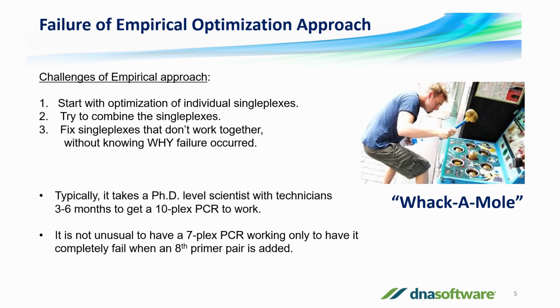But then the idea is to try to combine those singleplexes into larger and larger groups. And when a singleplex doesn't work or interferes with one of the other members of the multiplex, you try to fix that singleplex. However, the process of fixing that singleplex causes other reactions to fail, and it's not known why those other reactions fail. And so it typically takes a PhD-level scientist 3 to 6 months to get a 10-plex PCR to work, if at all. This results in a sort of whack-a-mole situation where you might have a 7-plex working, you go to make it an 8-plex, and boom, a different primer doesn't work. And then you often have to re-optimize and go back to scratch. Different problems keep popping up.